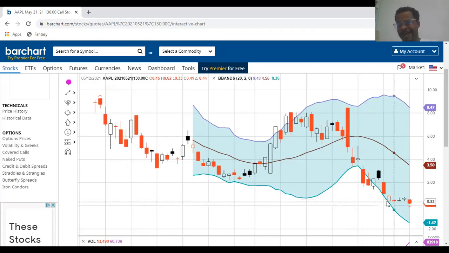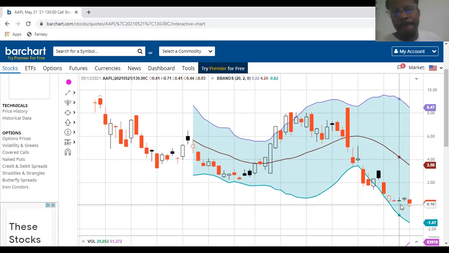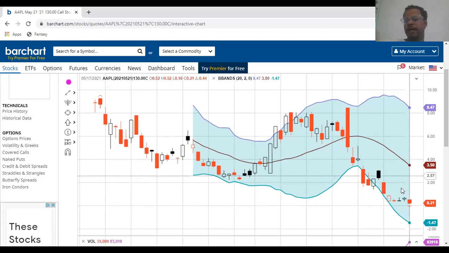It's already at the lower extreme level, so we could assume that Apple in the near future is going to have a bounce up to the average. So I will get in here.